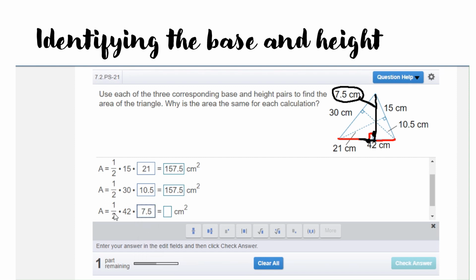And if I evaluate, if I take half of 42, let's just do it right here.